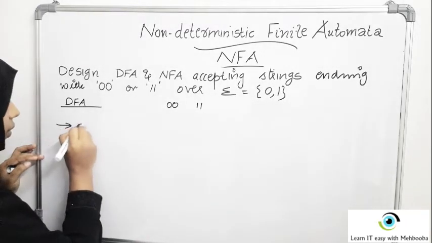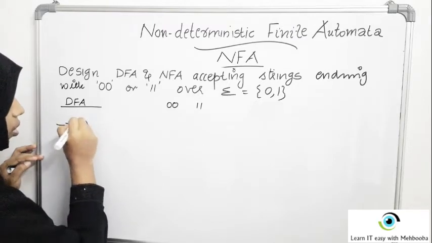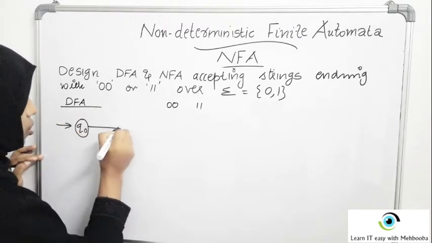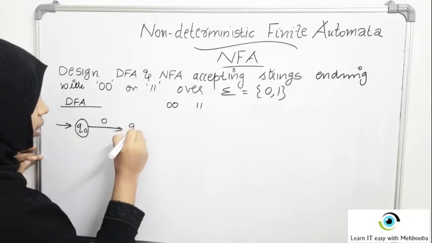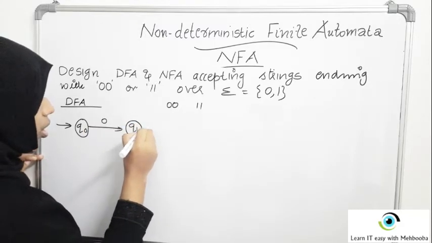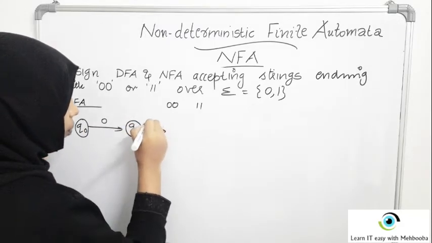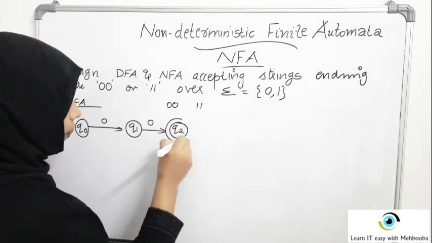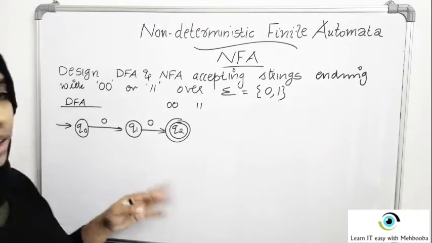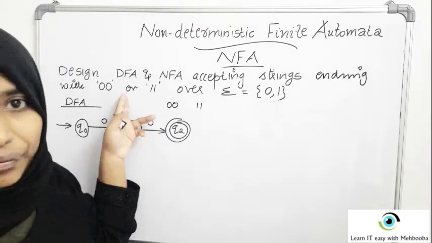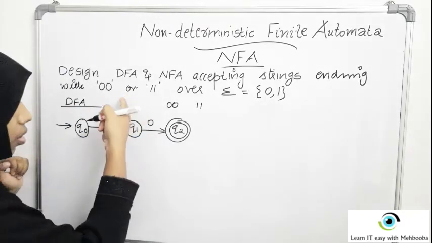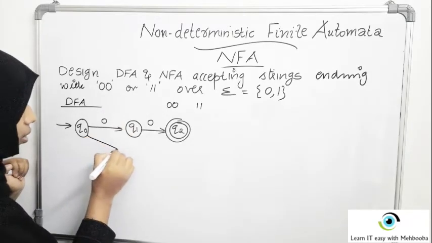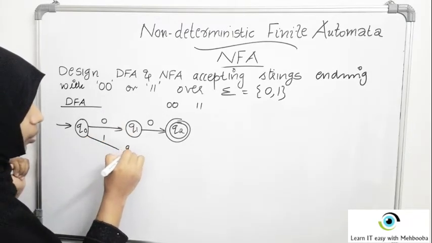So we are starting with Q0, drawing it for 00. If you are giving 0, you will reach one step closer to the goal. If you are giving one more 0, you have reached the goal node. Now 00 is accepted. Now it is 00 or 11, so as it is OR, you should give another path: 1 to Q3.